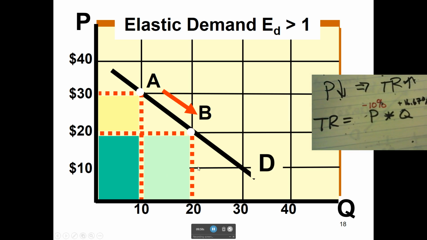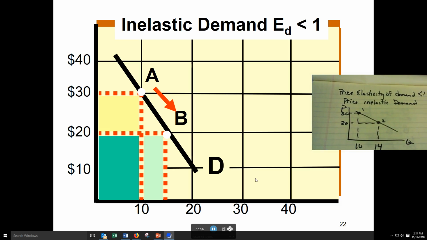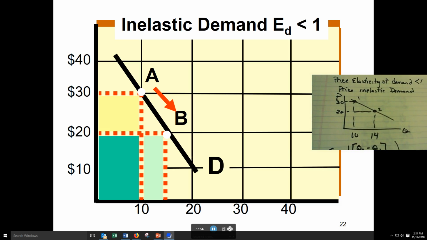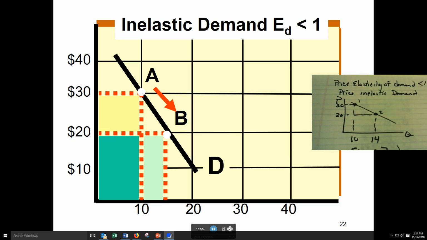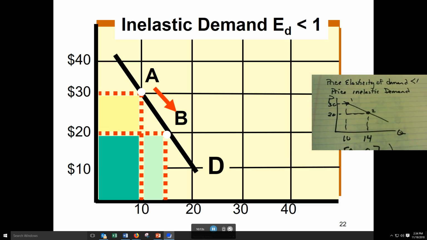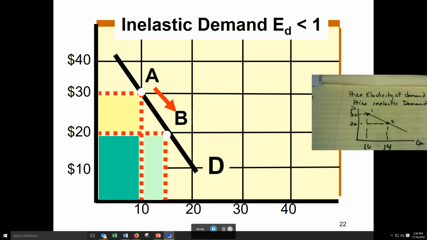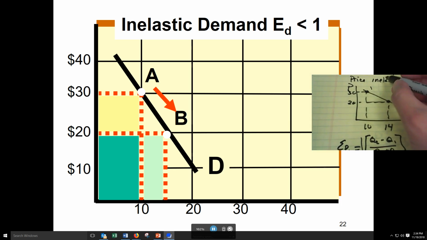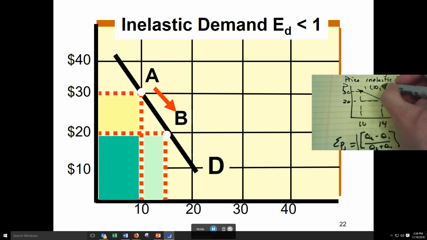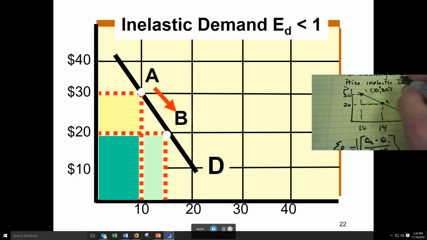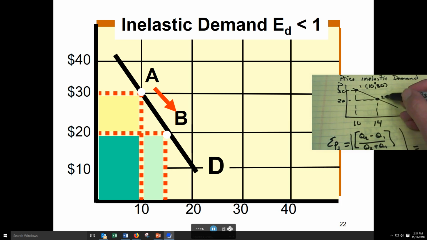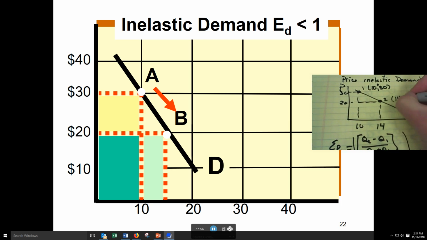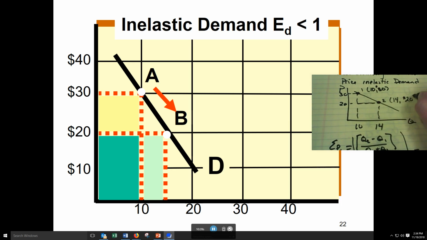Okay, welcome back here. Price elasticity of demand less than 1. When it's less than 1, we say that we have inelastic demand, quantity demanded is not very responsive to changes in price. So here I've got 2 points. The first point is 10, $30. So 10 units of output are demanded at a price of $30. Point 2 here, I've got 14 units of output demanded at a price of $20.